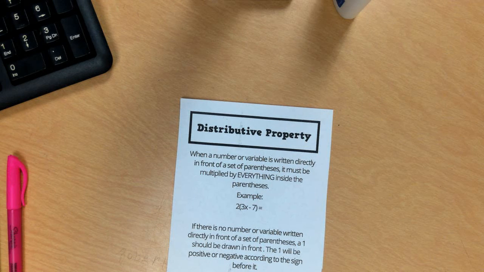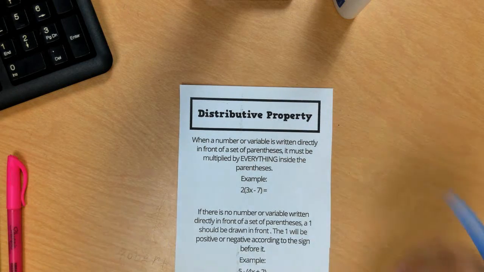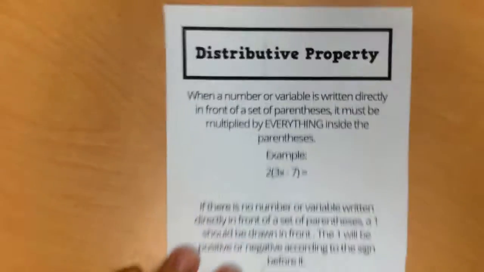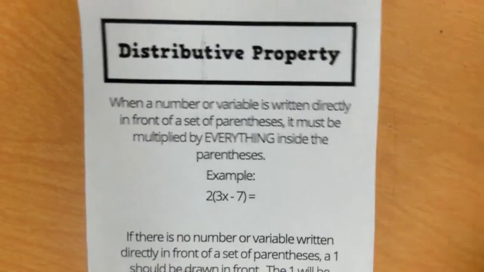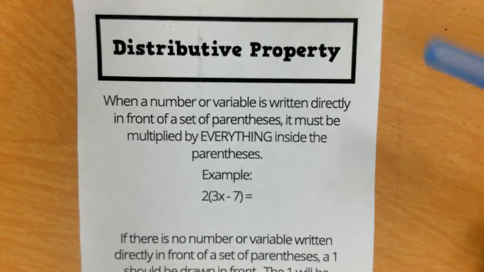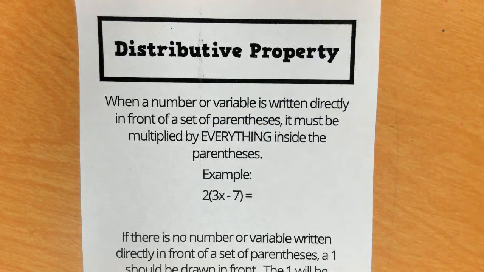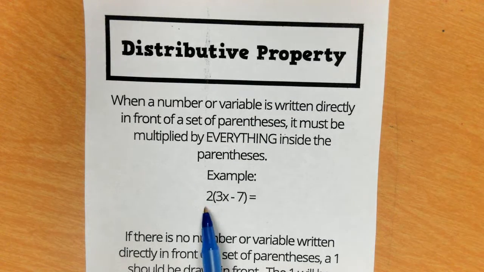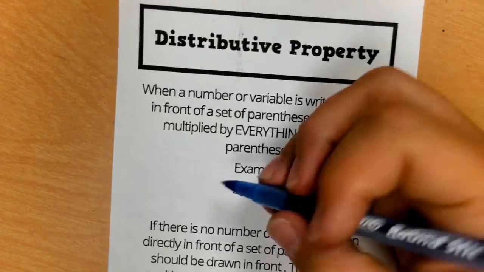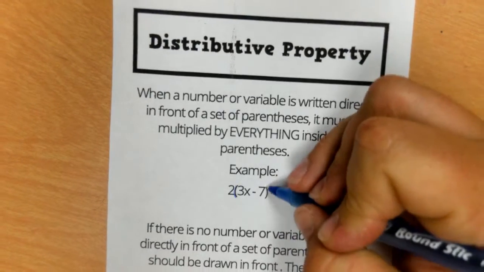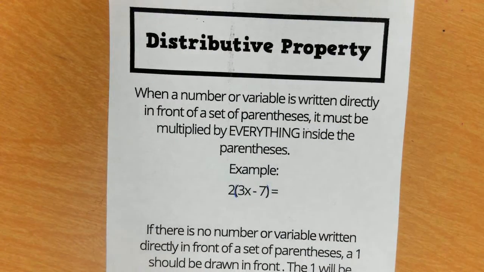All right, class, welcome. So now we're going to focus on the distributive property and all the wonderful things that the distributive property can do for us. It's pretty simple once it boils down. You just have to remember what's going on. When a number or variable is written directly in front of a parentheses, it must be multiplied by everything inside the parentheses.